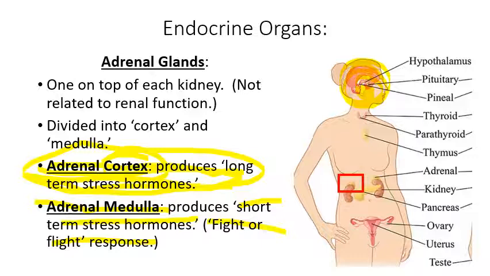And the reason why they can respond so quickly is because neurons are connected directly from your brain to the adrenal gland medulla. So when you see something scary, your brain immediately sends signals down through these white matter neurons, down the spinal column, directly to the adrenal gland medulla, causing you to have short-term stress hormone, the fight or flight response.